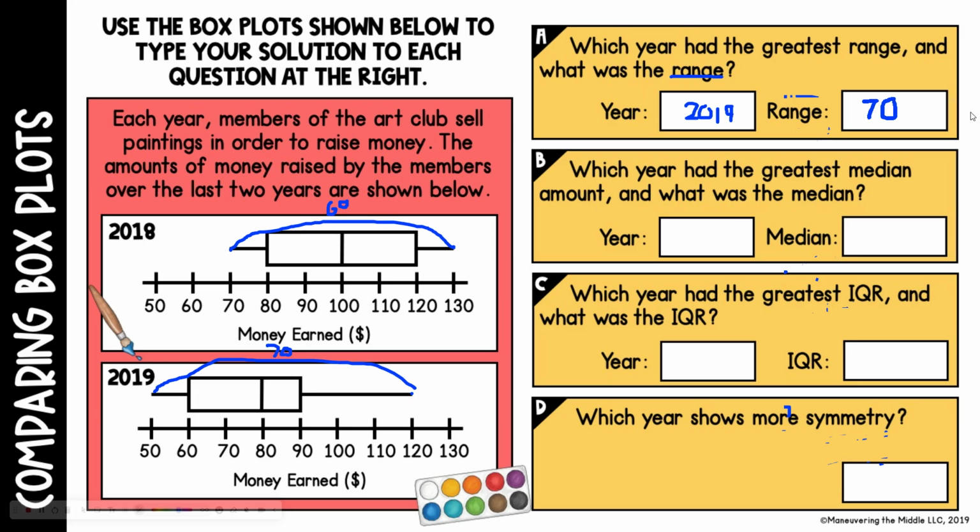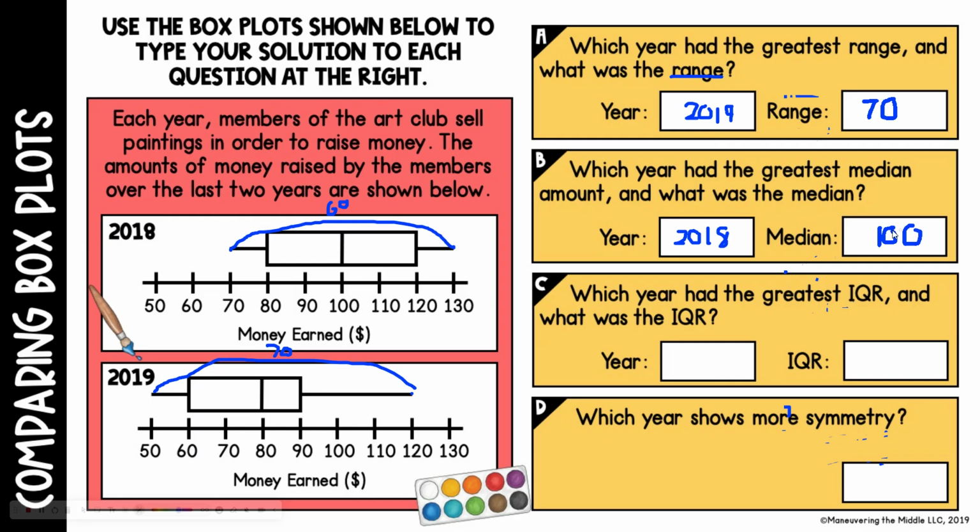Alright, next question. Which year had the greatest median? That's pretty obvious. That's just a line inside the box. So we got 100 here, we got 80 here. So 2018 wins for that one. Median is 100.